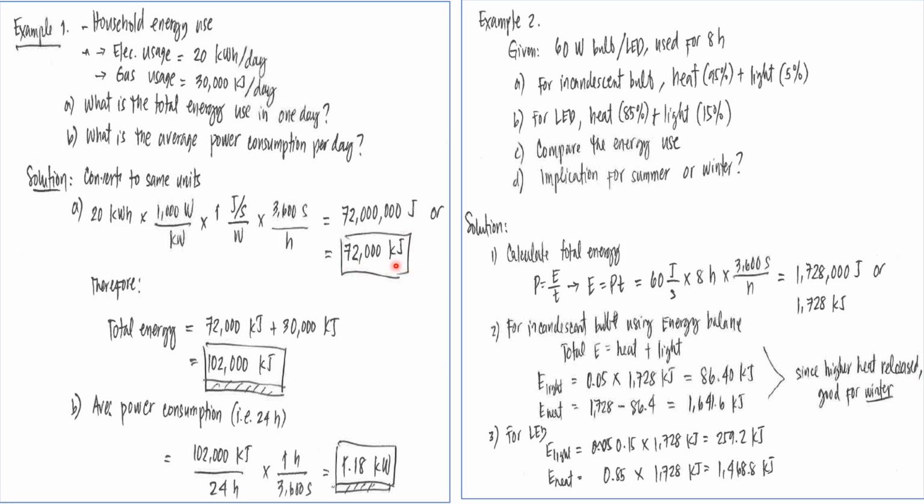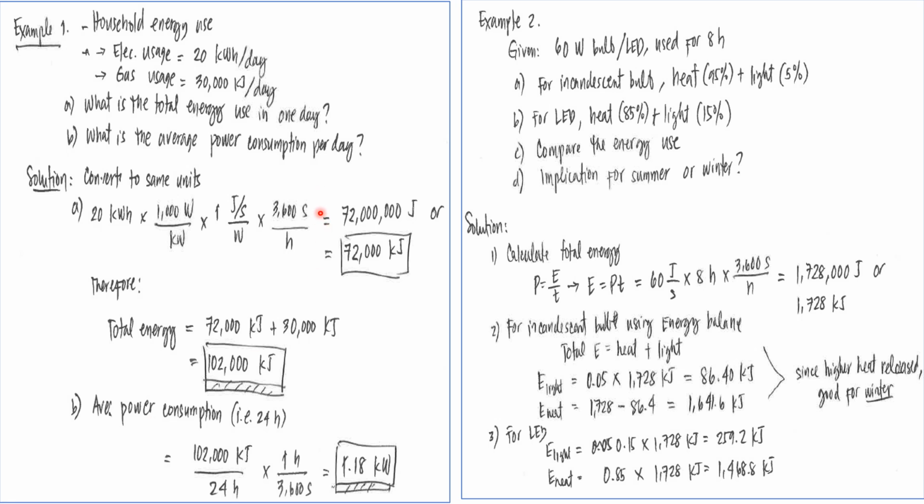Now you have the same unit as the next one, kilojoules as well. Then you can add both. So 72,000 kilojoules plus 30,000 kilojoules, the total energy is 102,000 kilojoules. Now, since we have the total energy, we can solve for the average power consumption.